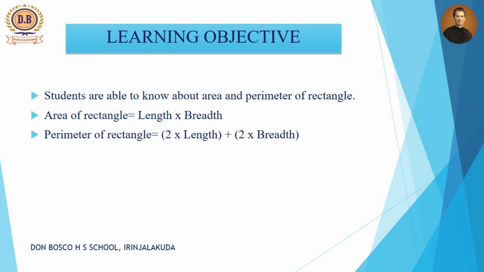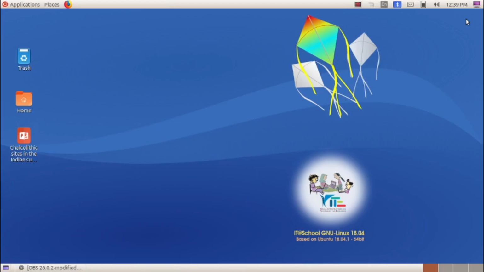In today's class we are going to study a new chapter, chapter 9. The chapter name is area and perimeter. So this is our last chapter, and from the name itself you know, area and perimeter, this is a mathematical software. So if you want to study this chapter, we must know about area and perimeter of a rectangle.